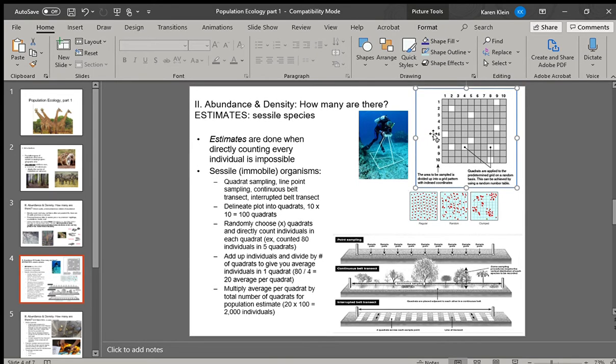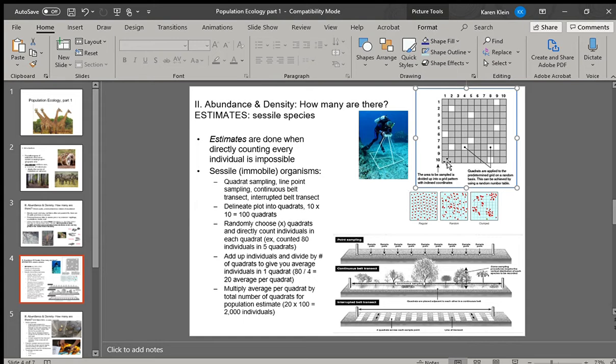And we can do some statistics. They're called degrees of freedom and confidence intervals, where we can then calculate that with 95% confidence that there are between, just say, 1,800 and 2,200 dandelions in this entire plot. I'm not going to go through that here.